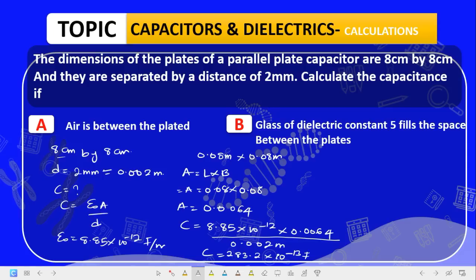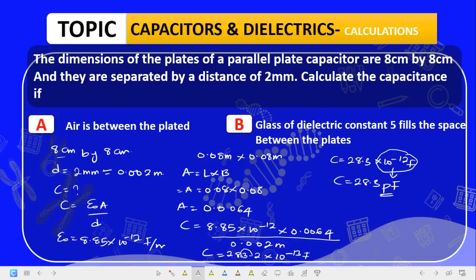But we know we can easily convert this to picofarad. So this becomes C is equal to 28.3 times 10 raised to the power of minus 12 farad. We know that 10 raised to the power of minus 12 farad is the same thing as C, 28.3. In place of 10 raised to the power of minus 12, we can put P, which is picofarad. And that is the answer to that question.